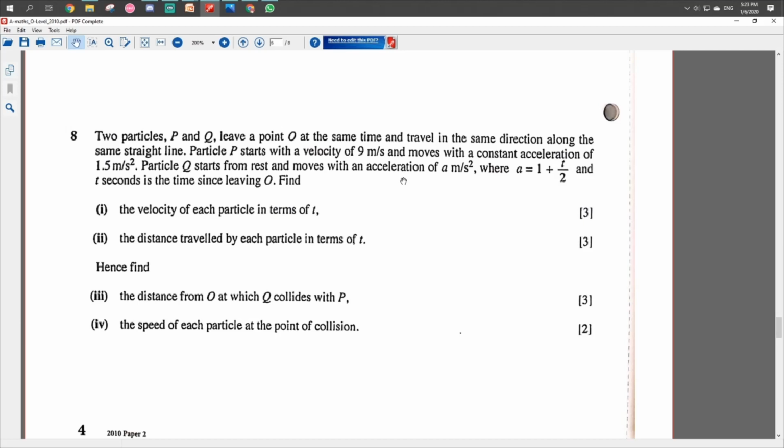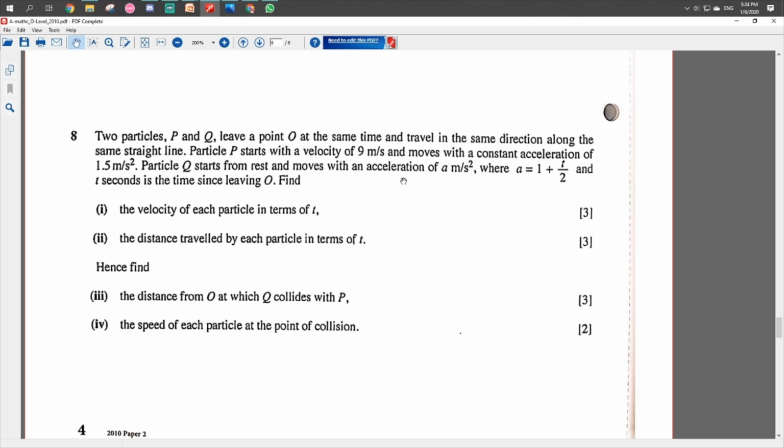Okay, two particles P and Q leave a point O at the same time and travel in the same direction along the same straight line. Particle P starts with a velocity of 9 meters per second and moves with a constant acceleration of 1.5 meters per second squared. Particle Q starts from rest and moves with an acceleration of a meters per second squared, where a is equal to 1 plus t over 2, and t seconds is the time since leaving O.